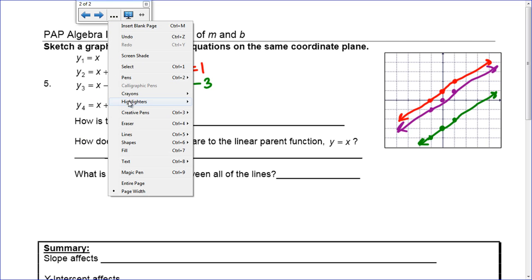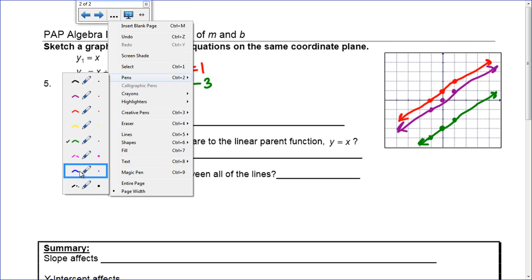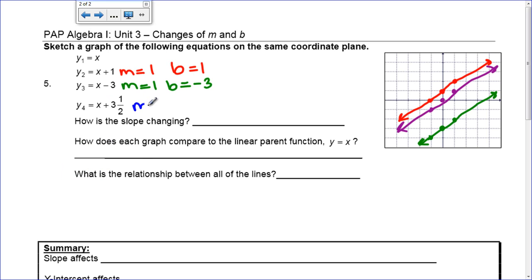So we're going to do one more. I'm hoping I have a color on here that will work. Yep, we'll do blue. So the slope of this one is still 1, but the y-intercept of this one is going to be 3.5, and I'm going to call it 3.5, but you can write 3 1/2. It's the same thing. So my y-intercept now is at 3.5, so I'm going to go up 1, 2, 3.5 more.